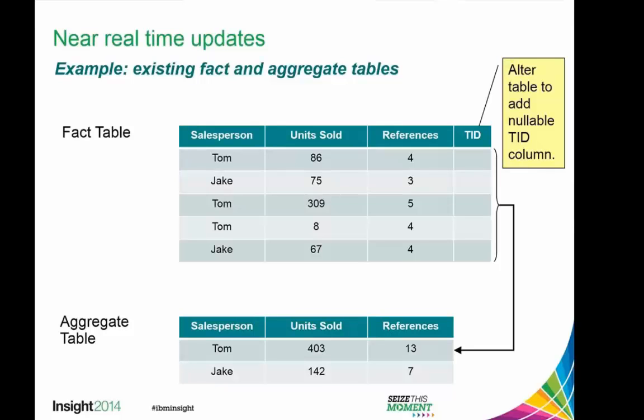Here's a quick glimpse at maybe you have an existing fact table and aggregate table here. What we do is we leverage the existence of another column in your fact table. So basically, we ask that you alter your fact table to add a nullable transaction ID, or TID, column. And we're going to use that TID column to identify any new rows that get added to the fact table.